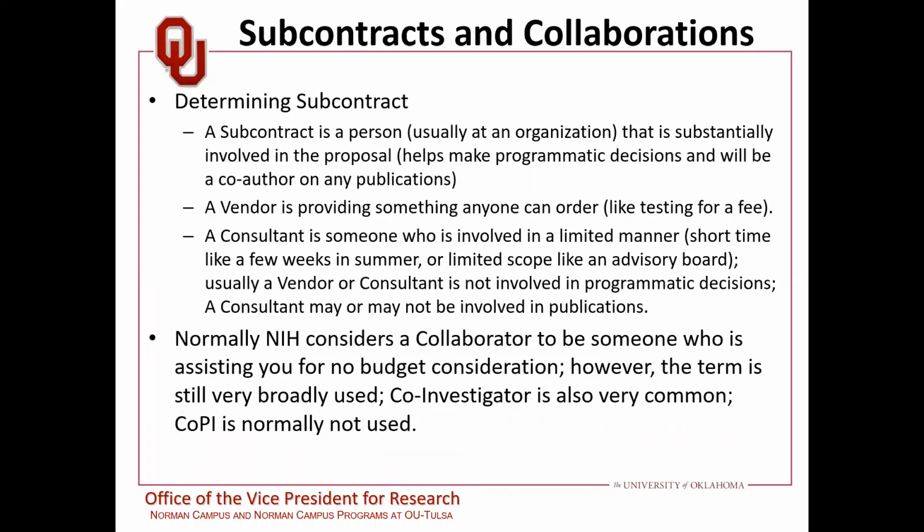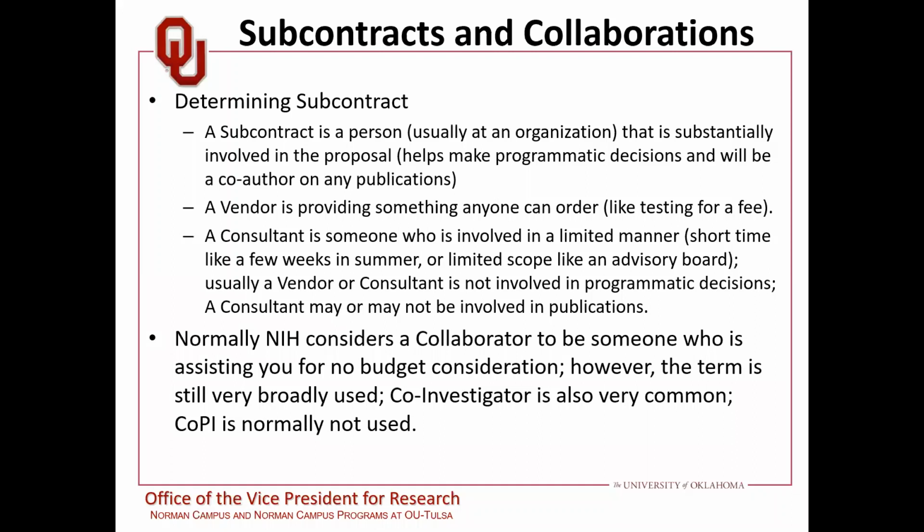I mentioned before, a subcontract is usually someone that's substantially involved in the proposal. They're going to help you make decisions. They're going to help author any paperwork that goes out, publications that you're doing. A vendor is someone who, anybody could go to them to purchase a similar item to what you're doing. So that could be another university if they're doing testing for you. And you don't necessarily have the same arrangement all the time. You could have, for example, OSU on one proposal as a subcontract and on another proposal as a vendor.